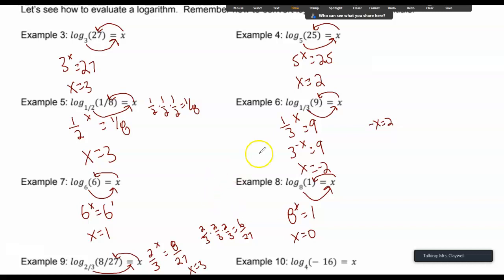Last one, we're thinking of 4 to what power is negative 16? This is not possible because a positive 4 times anything is going to be positive.